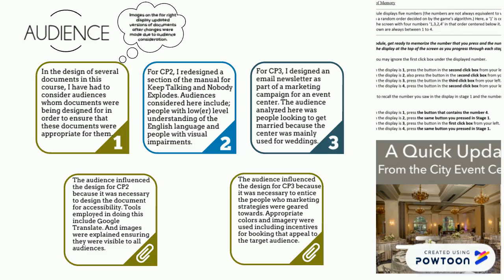Over the course of this class, I have had to redesign documents for CP2 and design a document in CP3, keeping the audiences that the documents were being designed for in mind. For CP2, I had to consider people with a lower level understanding of the English language and people with visual impairments when redesigning the manual for Keep Talking and Nobody Explodes. To do this, we employed Google Translate, and we ensured that the images were also written in text. That solved the problem for the most part.